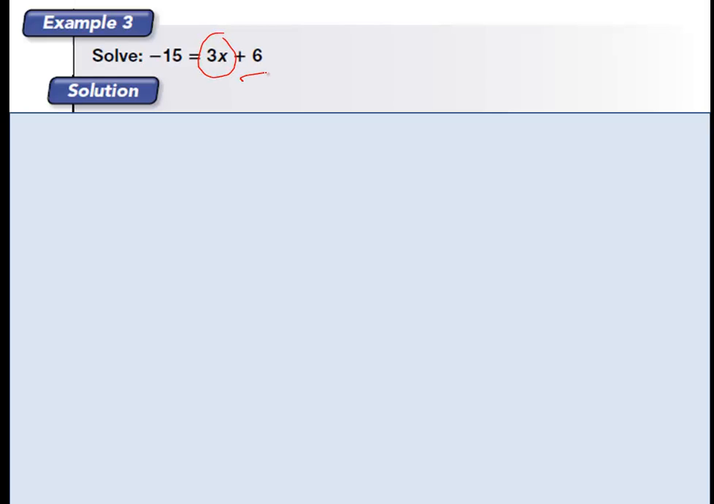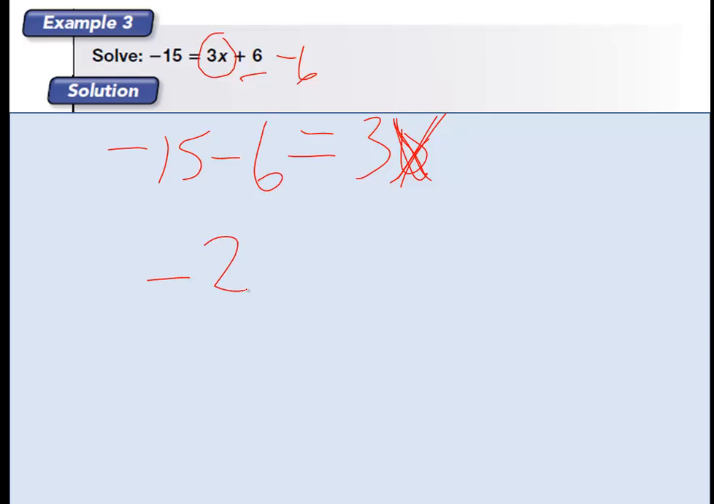So we've got plus 6. How do we get rid of that plus 6? How do we turn that into a 0? Well, we do minus 6. So we've got negative 15 minus 6 equals 3x plus 6 minus 6, because 6 minus 6 is 0. It goes away. So now we've got negative 21, because negative 15 minus 6 is negative 21. Negative 21 equals 3x.